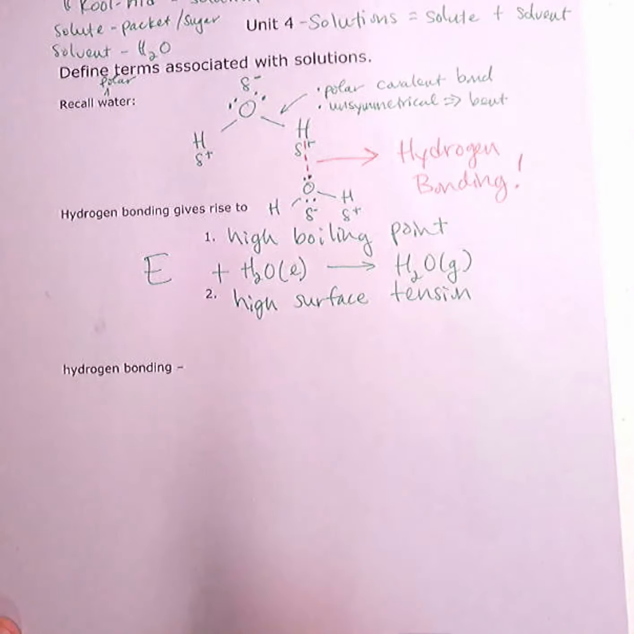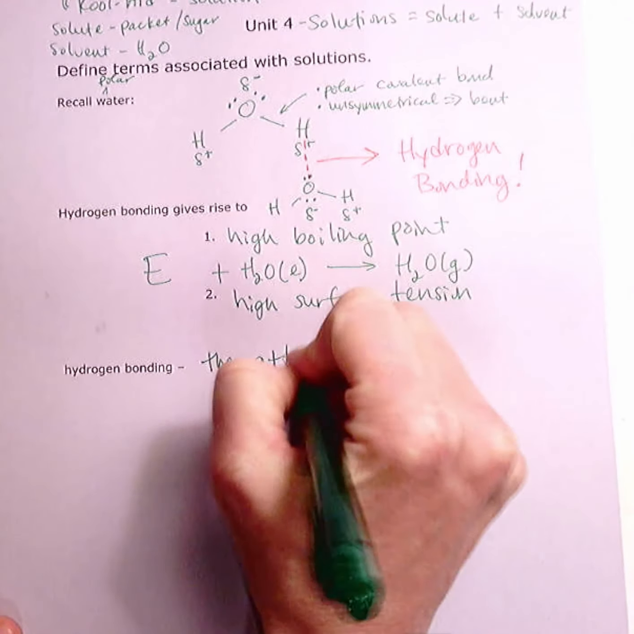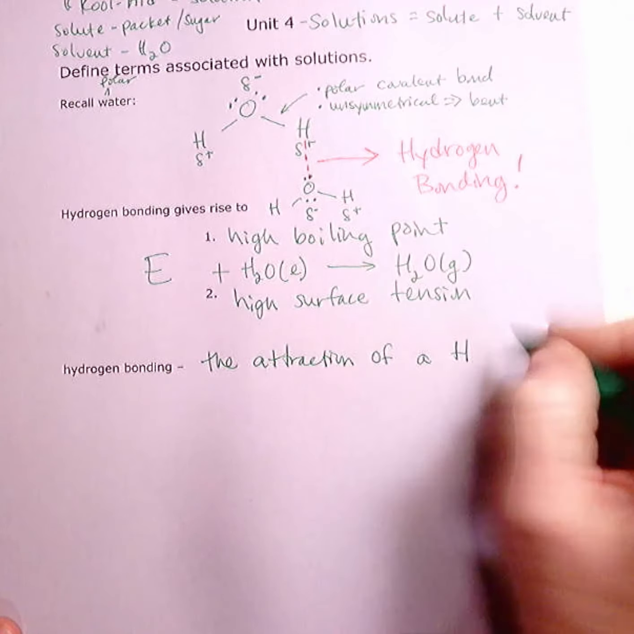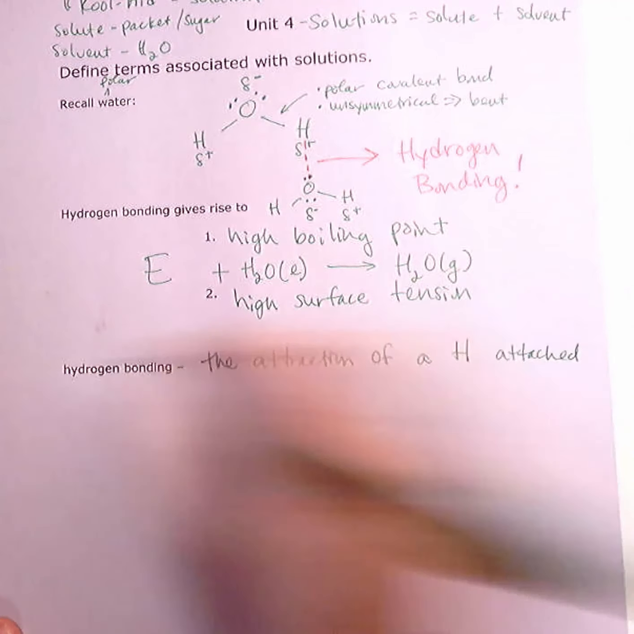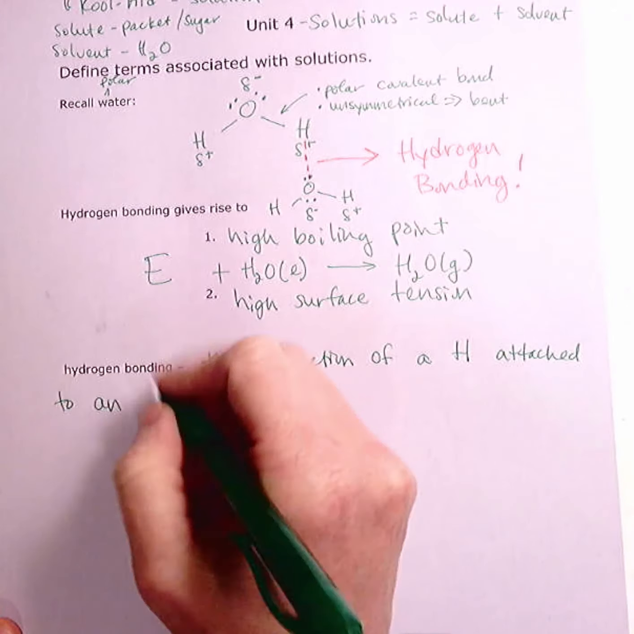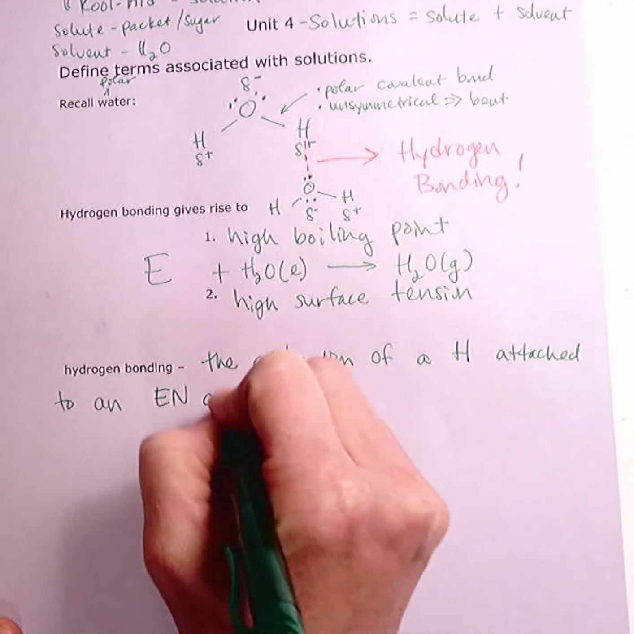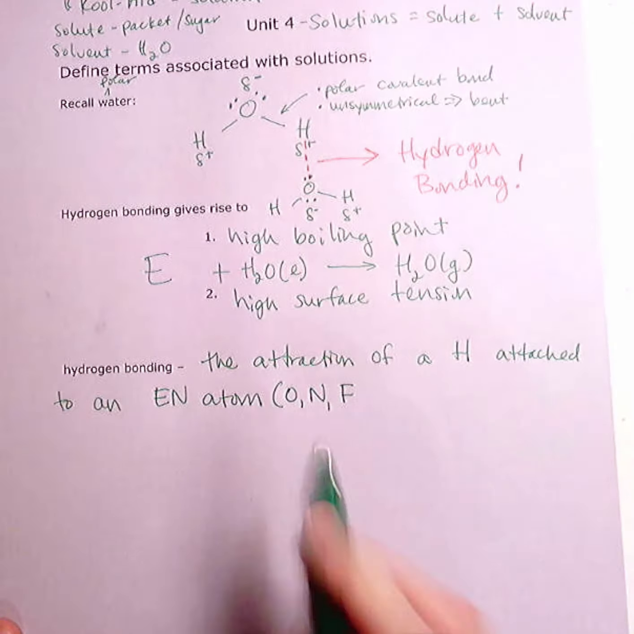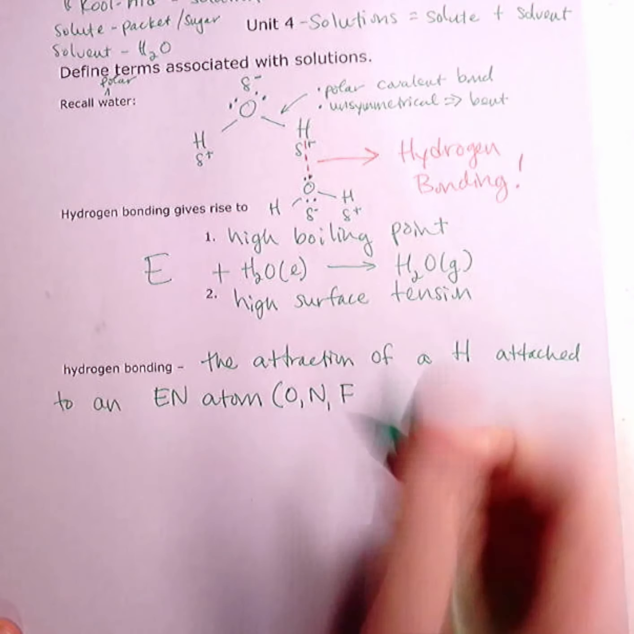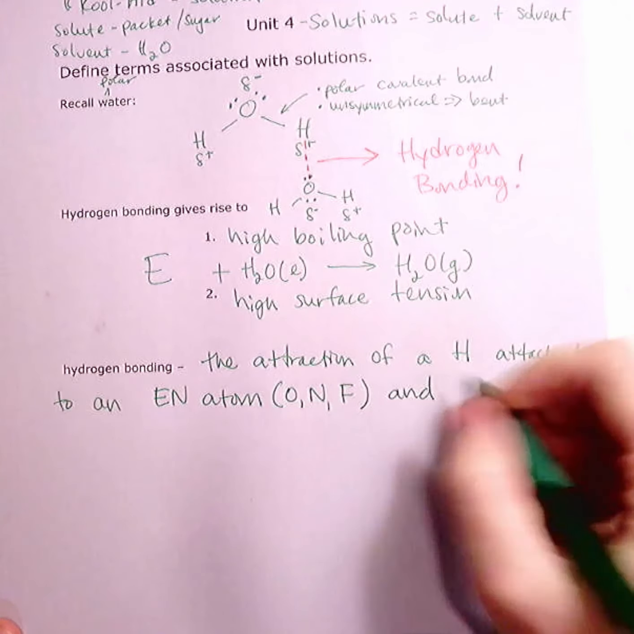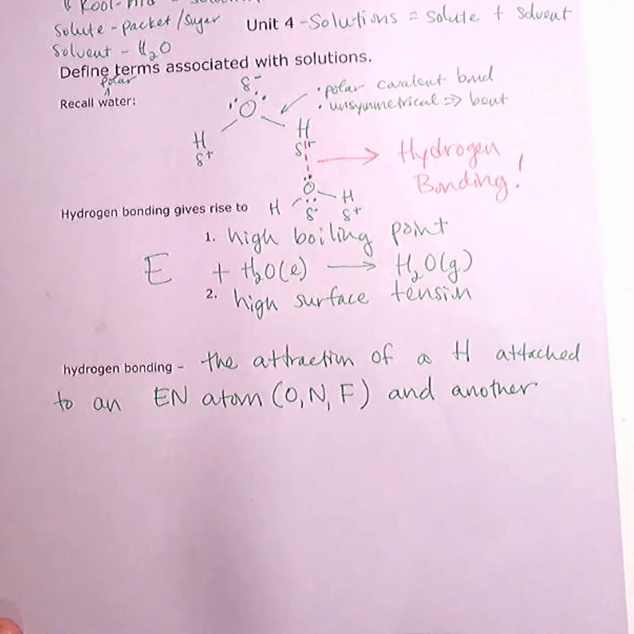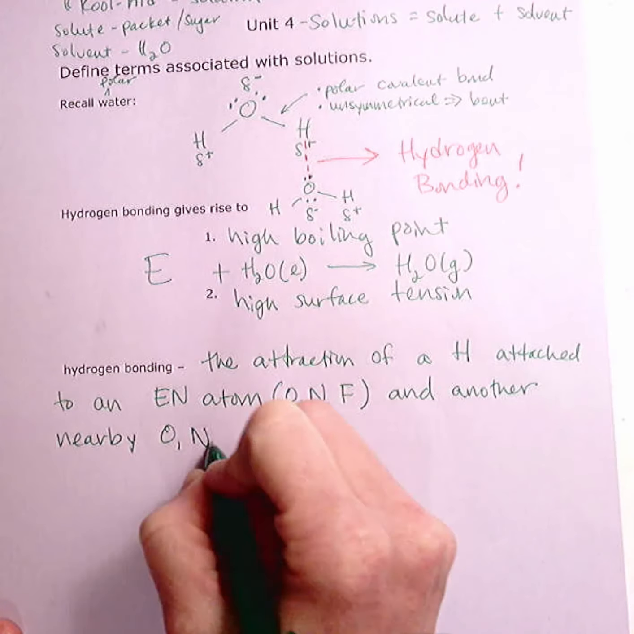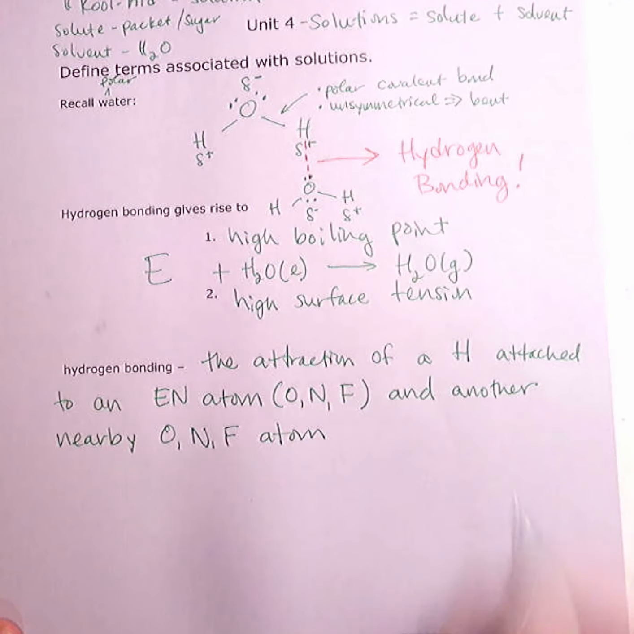Okay, so hydrogen bonding is the attraction of a hydrogen attached to an electronegative atom, and that electronegative atom must be oxygen, nitrogen, or fluorine, and another nearby oxygen, nitrogen, or fluorine atom.